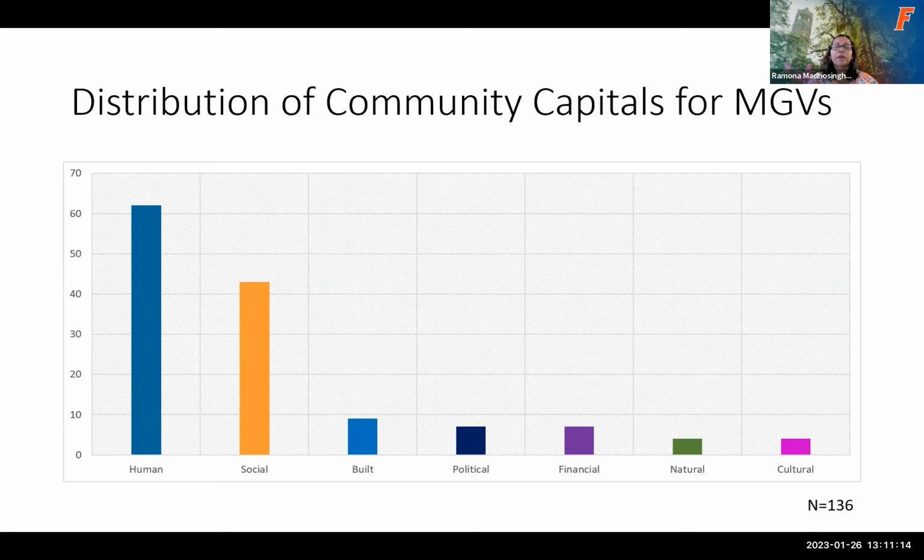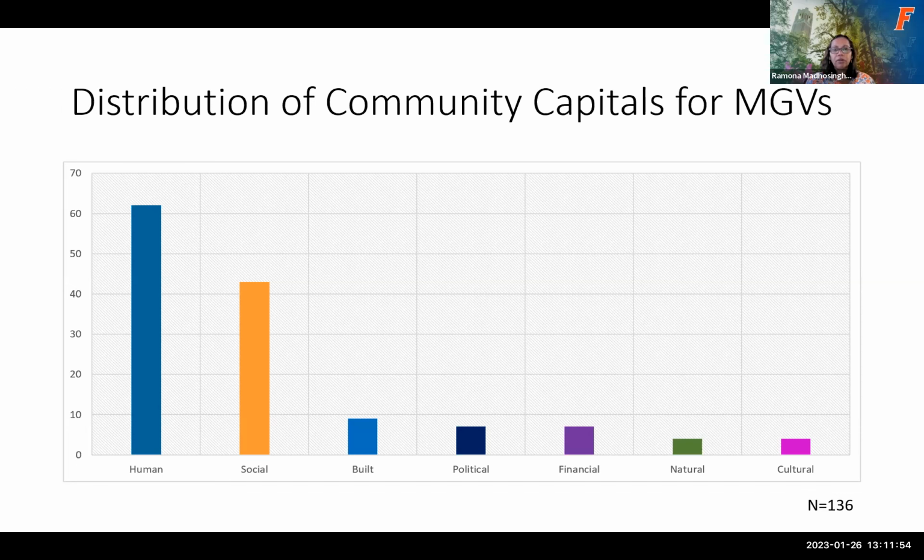So Linda just brought up the distribution of community capitals for the Master Gardener program. This is what we heard. You can see on the bottom of the slide, we coded 136 different story threads. Each of you that shared in online conversations, virtually through the forum, in person, in the large group, and you could see across this particular graphic, we see a very strong representation of human capital, which I told you were self-esteem, skills development, investment in yourselves as Master Gardener volunteers, social capital, built, political, financial.